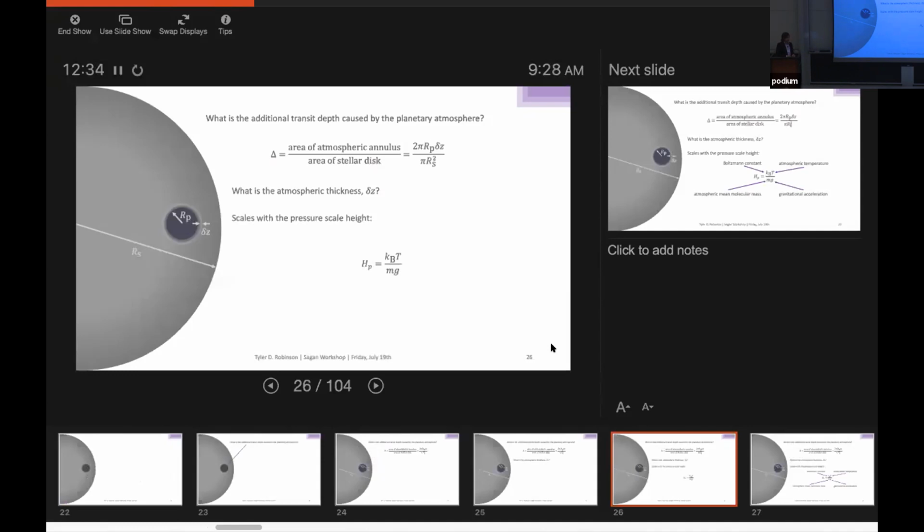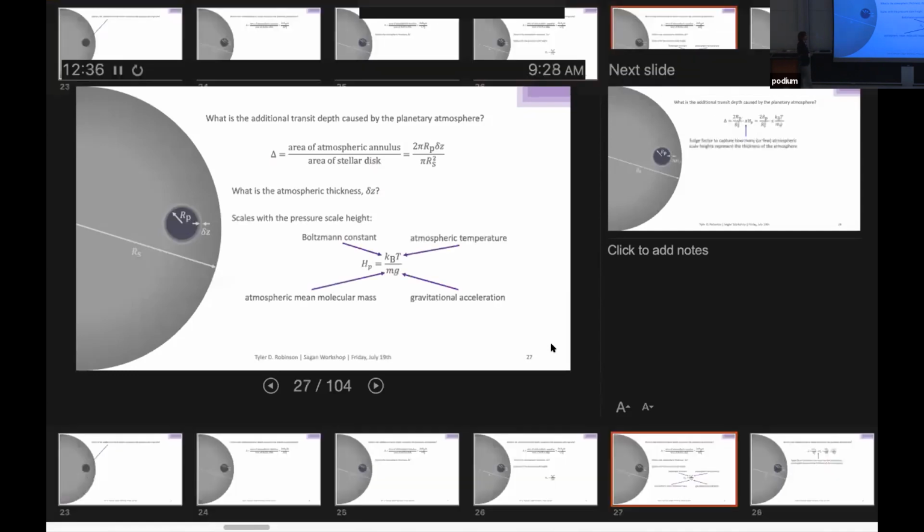It has this functional form, and I'll just tell you what these are. It has the Boltzmann constant times an atmospheric temperature divided by the mean molecular weight. All of this comes in from the ideal gas law, and then divided by the gravitational acceleration, or the surface gravity, which comes in from the hydrostatic equation.